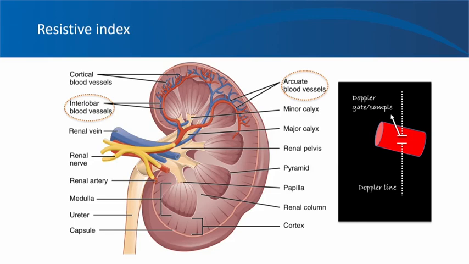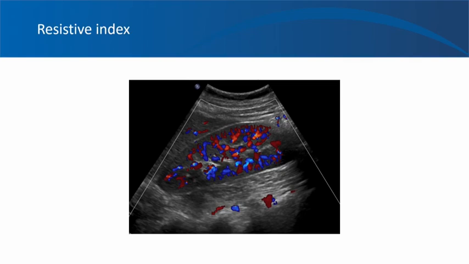And as mentioned before, Doppler angle is not important unless you want accurate and absolute values of the velocity. So you bring your Doppler gauge to one of these vessels, this or this, and the machine gives you the graph. The first step in getting resistive index is to get a good color image of the kidney. It's not always possible to obtain pretty pictures like this, but you should be at least able to get some blood flow in the medullary region. That way you know where to put your Doppler gauge.